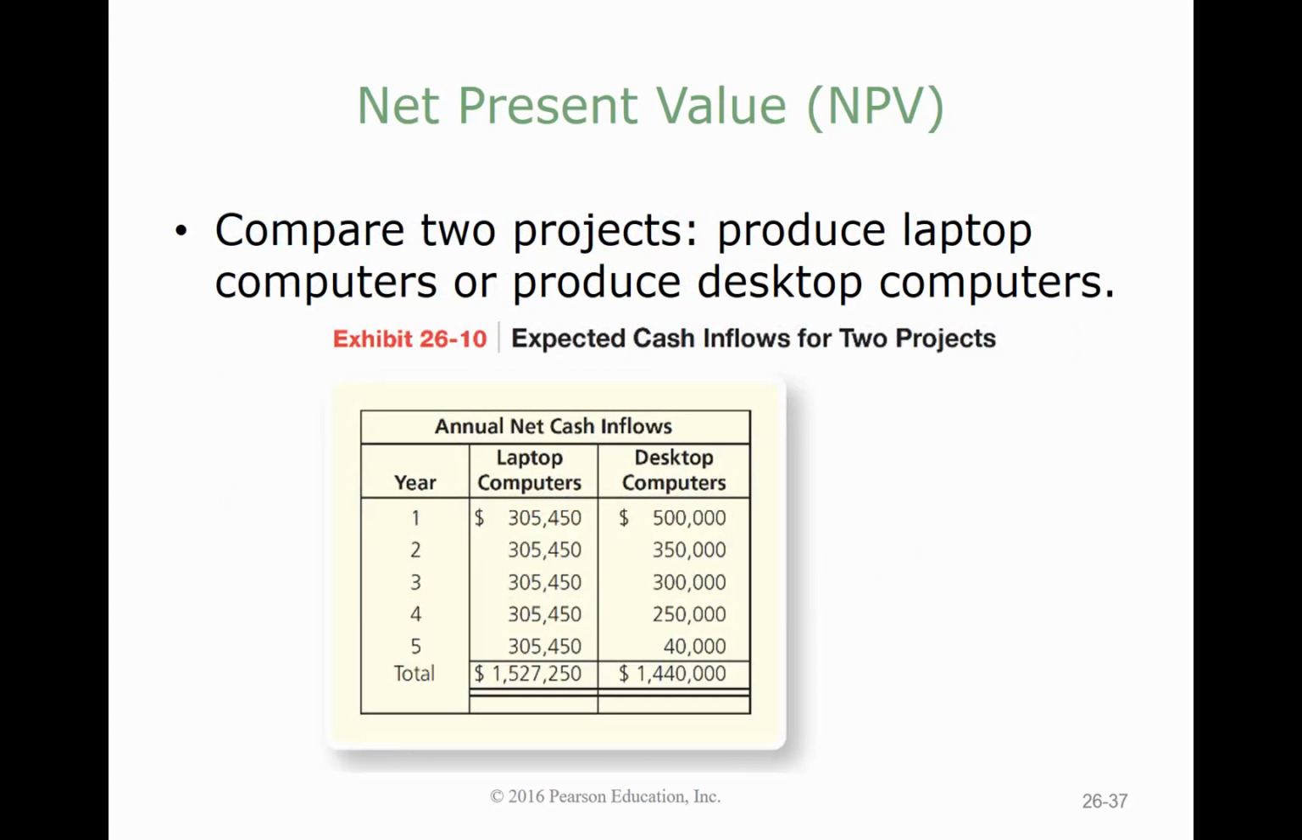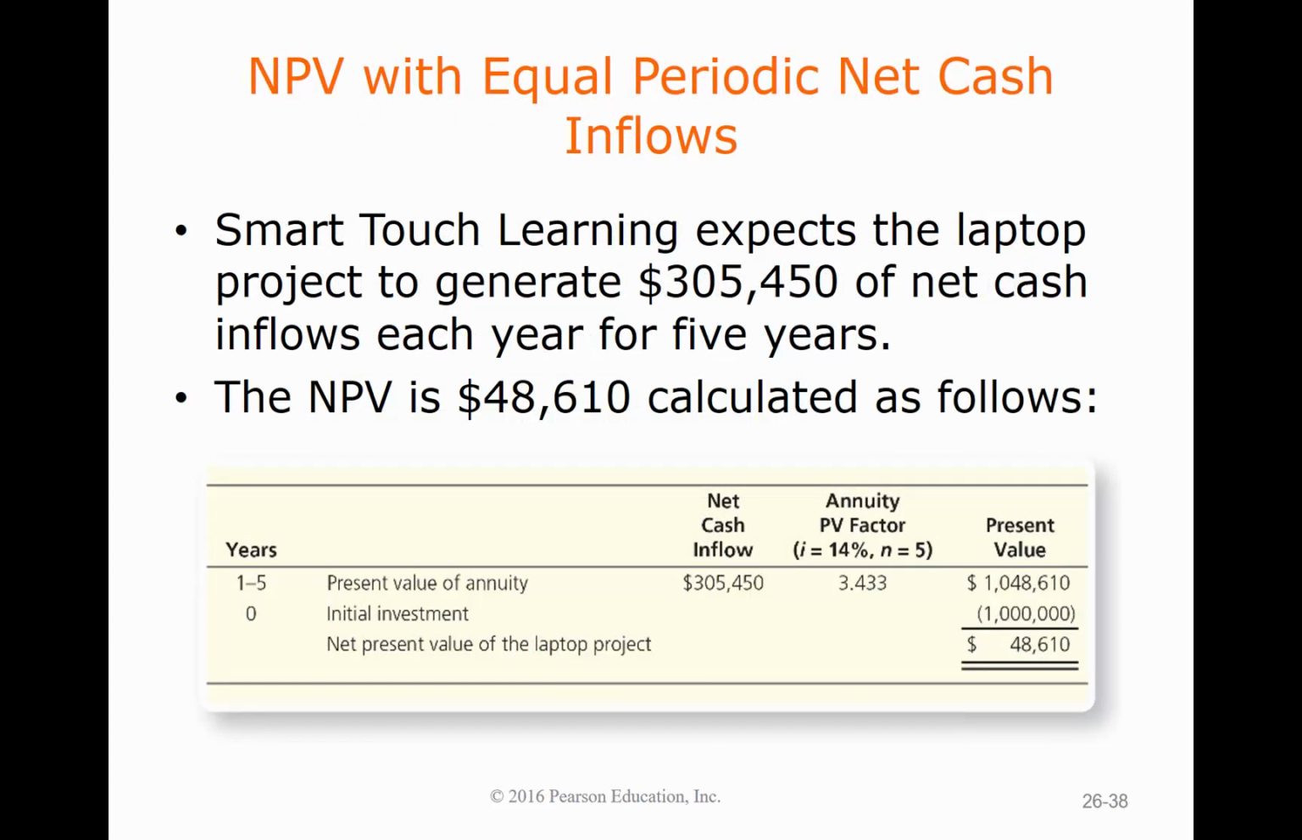So we're going to compare these two projects. The first is their laptop computer project. The second is their desktop computer project. These are the expected cash inflows from the two projects. Which one is better? Well, it looks like the laptop is, but let's see what net present value tells us. All right. So they expect the laptop project to generate $305,000 of net cash inflows for 5 years.